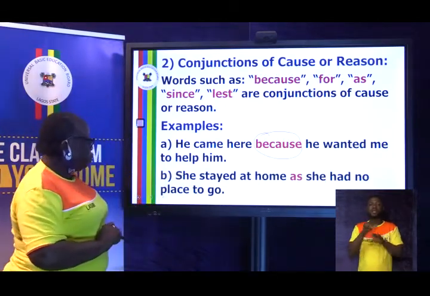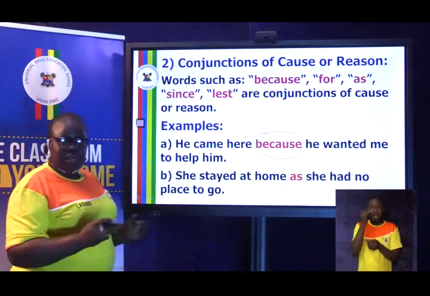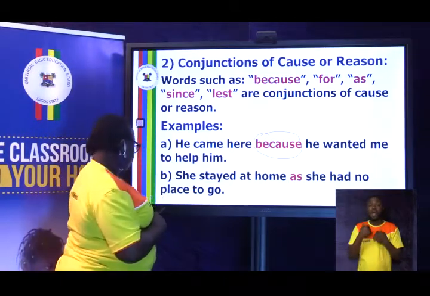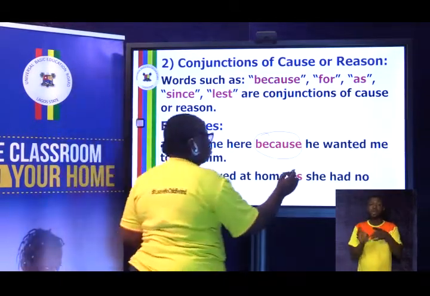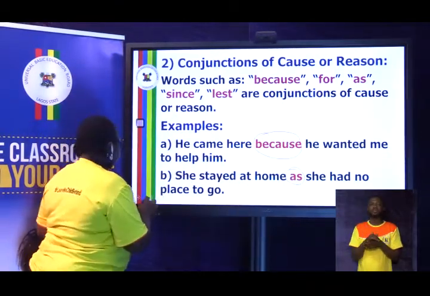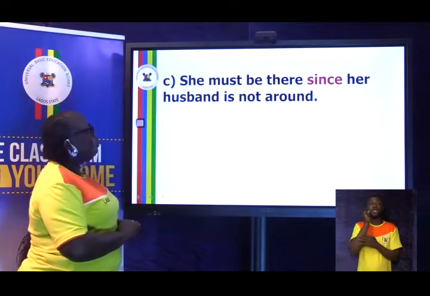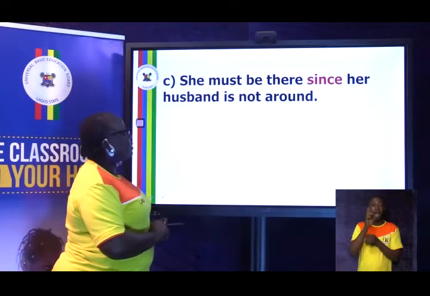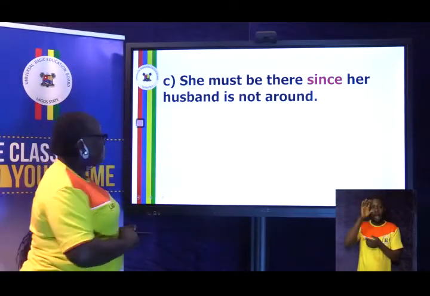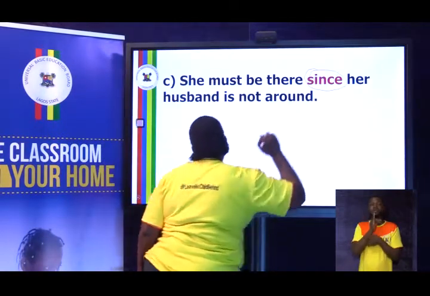She stayed at home as she had no place to go. Why did she stay at home? She stayed at home as she had no place to go. So the conjunction of cause or reason there is as. She must be there since her husband is not around. The conjunction of cause or reason is since.